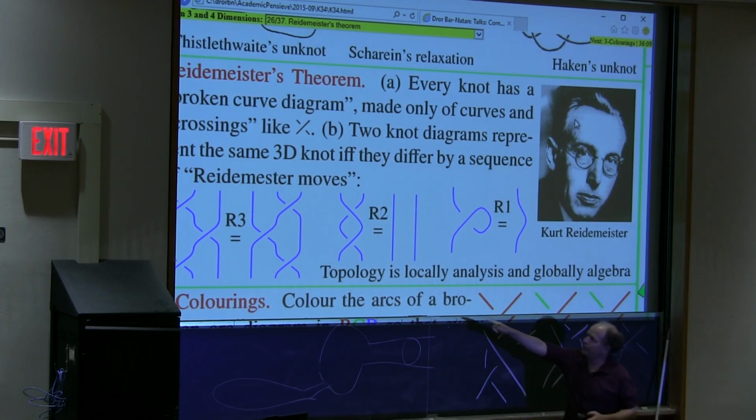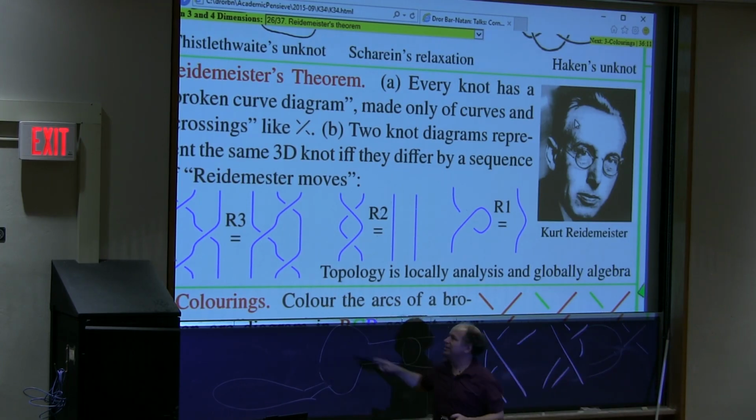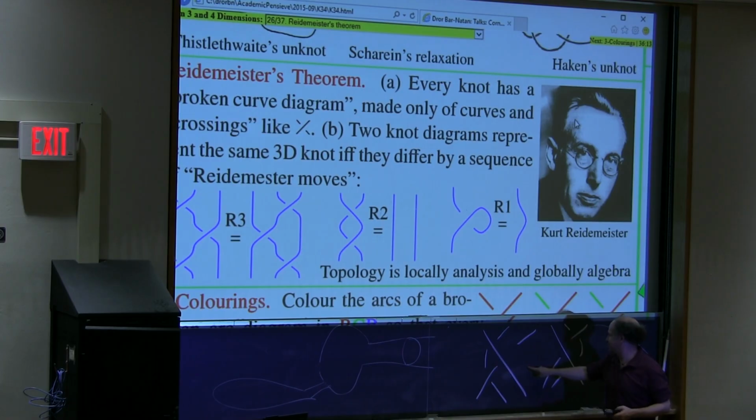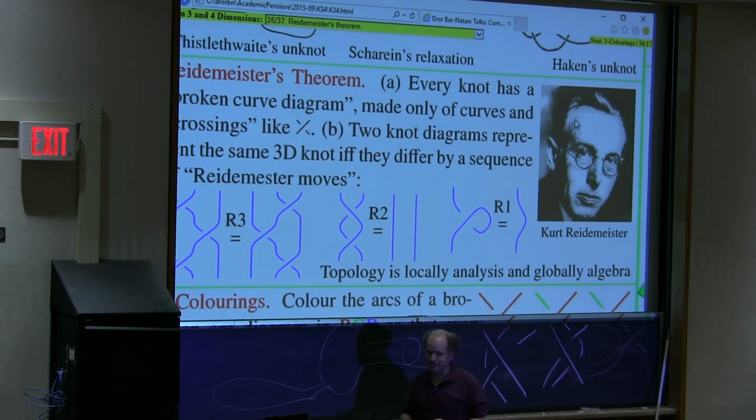And if you look carefully, the R3 written there is exactly the same as the way I wrote it here. So Reidemeister's theorem says that you can get from any broken curve diagram that represents a knot, to any other one that represents the same knot, by a sequence of these moves.